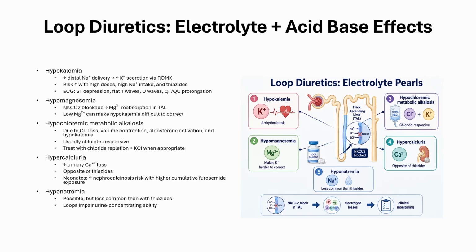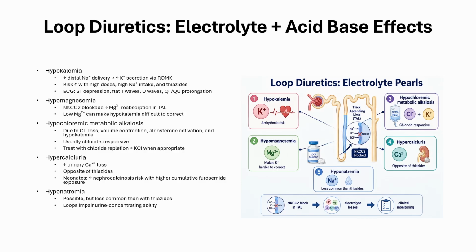Loop diuretics can also cause hypomagnesemia. About 60 to 70% of filtered magnesium is reabsorbed in the thick ascending limb. Inhibition of NKCC2 transporters reduces the lumen positive voltage that normally drives paracellular magnesium reabsorption. This matters clinically because hypomagnesemia can make hypokalemia difficult to correct until magnesium is also repleted.